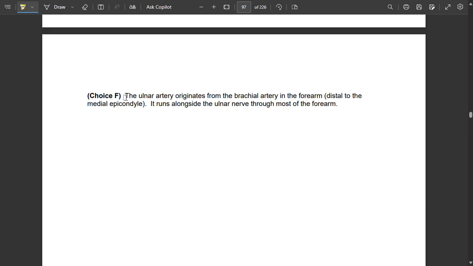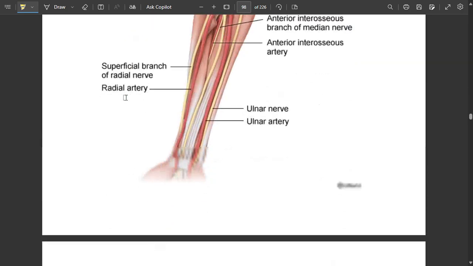The ulnar artery originates from the brachial artery in the forearm, distal to the medial epicondyle. It runs along the ulnar nerve through most of the forearm. Okay, I think that this also makes sense now.